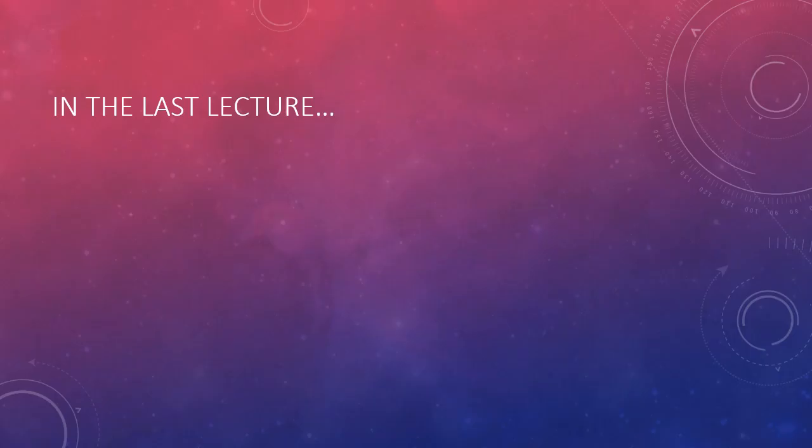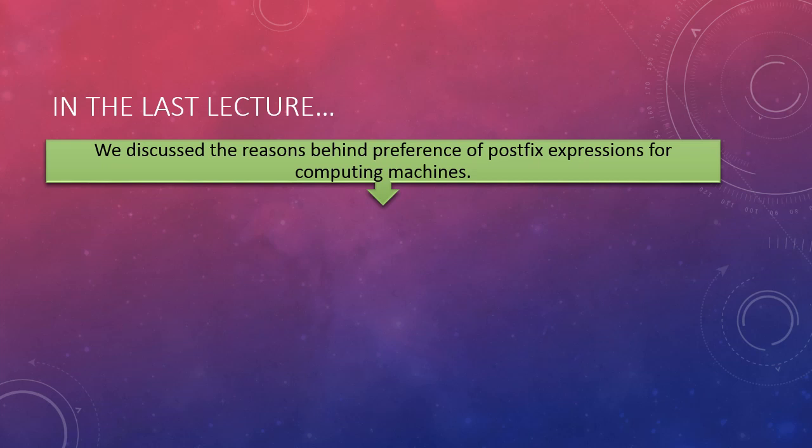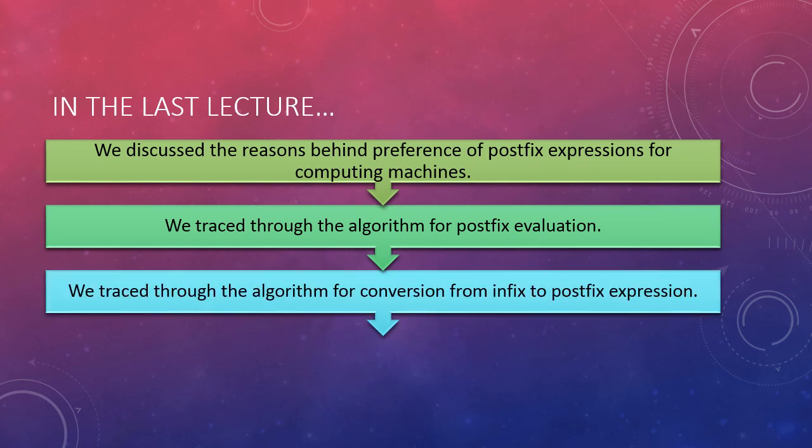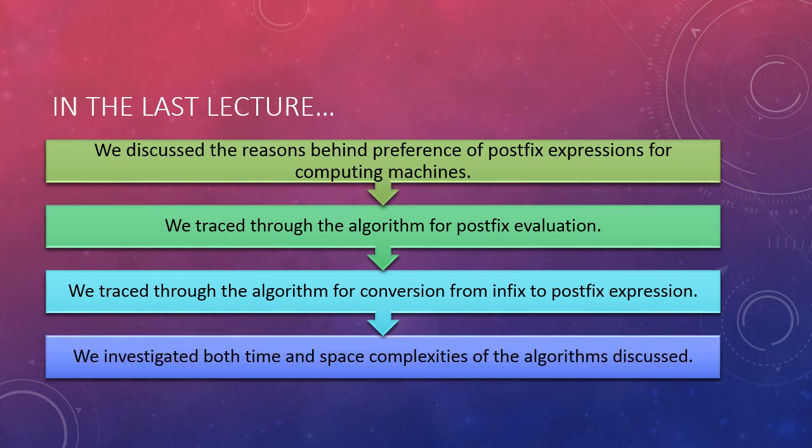In the last lecture, we discussed the reasons behind preference of postfix expressions for computing machines. We traced through the algorithm for postfix evaluation. We traced through the algorithm for conversion from infix to postfix expression. And we investigated both time and space complexities of the algorithms that we discussed.